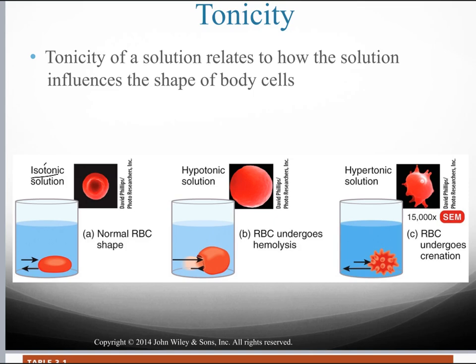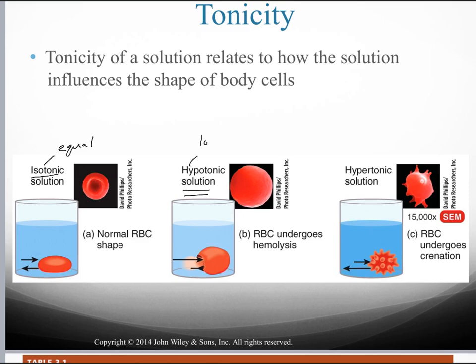Isotonic means equal or same, right? So with an equal distribution of solutes and water, the cell remains relatively untouched as far as shape is concerned, and water is freely moving. We're at equilibrium. Now, what happens if we take that same red blood cell and throw it into a hypo?